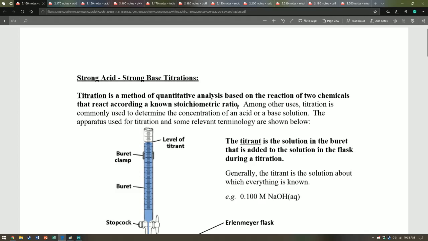Now, basically, what it actually amounts to is you're just dumping two solutions, and you do it very carefully, so you know how much of one solution you dunked in the other, and you know the concentration of that solution, so you can get how many moles of it reacted, and you can use your mole ratios to determine how much of that stuff is in there.